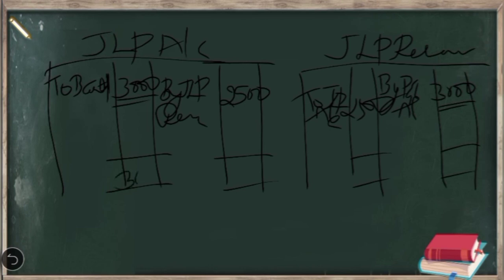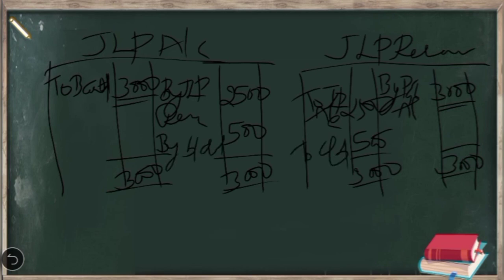So here it is 3000, here also it is 3000, remaining balance is rupees 500. Okay, so these are the closing balances which we have in joint life policy account and joint life policy reserve account. So it will be written as by balance carried down and to balance carried down.